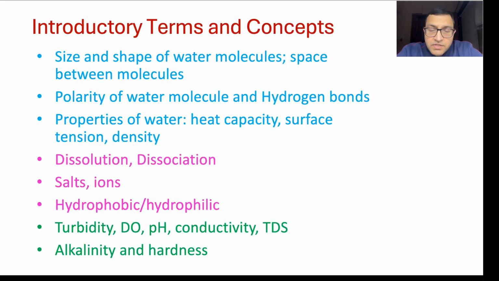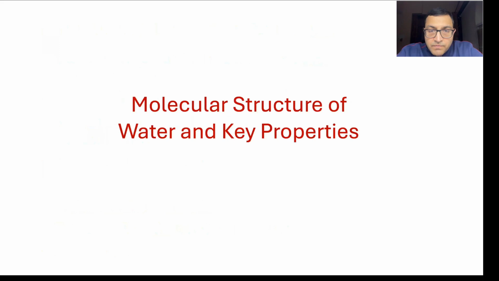Okay, so some of the terms and concepts that we are going to be looking at: size and shape of water molecules, the space between molecules, polarity of water molecules and hydrogen bonds, some properties of water, then dissolution, dissociation, salts, ions, hydrophobicity, hydrophilicity, and some water quality parameters like turbidity, dissolved oxygen, pH, conductivity, TDS, alkalinity, and hardness. So, let's start with the molecular structure of water and some of the key properties.